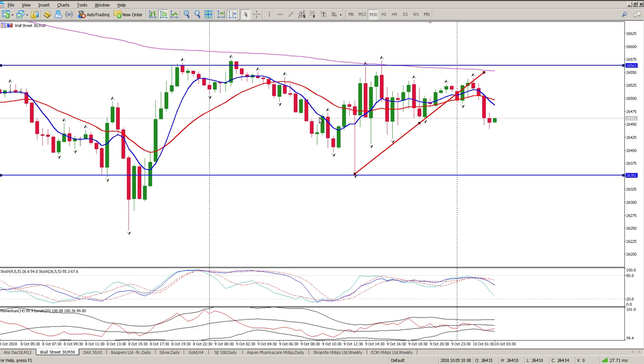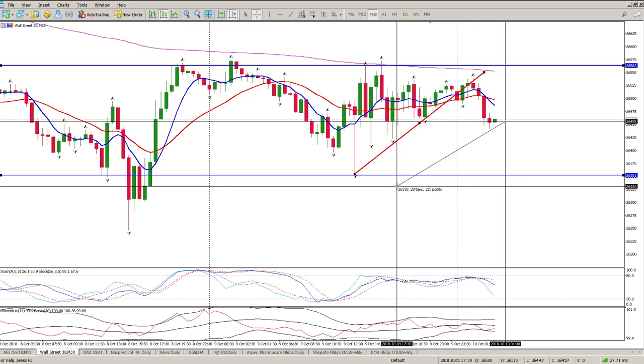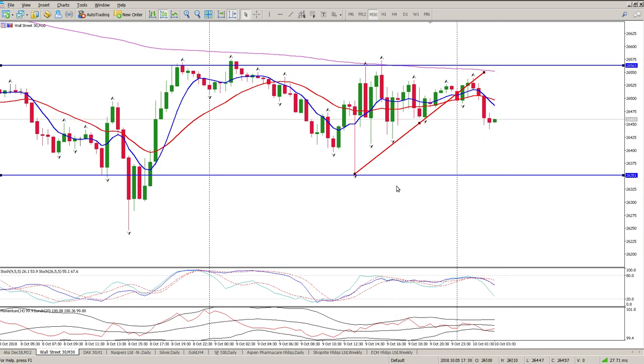So, I just want to see what this is here. 125 points. The last thing I want to have a look at is, let's just get a Fibonacci on here. We are at the 50 to 61.8. So this is probably a pretty good area to look for a long. You're going to have to carry your stop below 26,351.